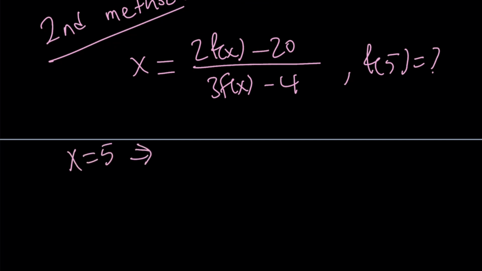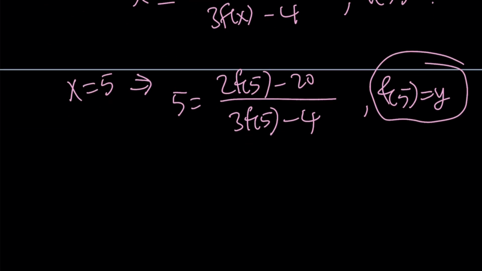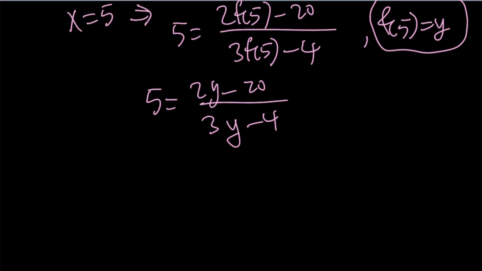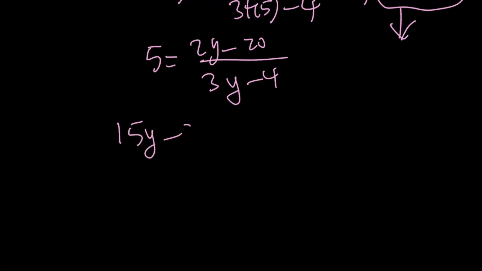So we get 5 equals 2f of 5 minus 20 divided by 3f of 5 minus 4. Now let's set f of 5 equal to y, and you probably know y, right? We get 5 equals 2y minus 20 divided by 3y minus 4. Now what is my goal? My goal is to solve for y, so let's do it. This is a simple equation, right? So cross multiply: 15y minus 20 equals 2y minus 20.